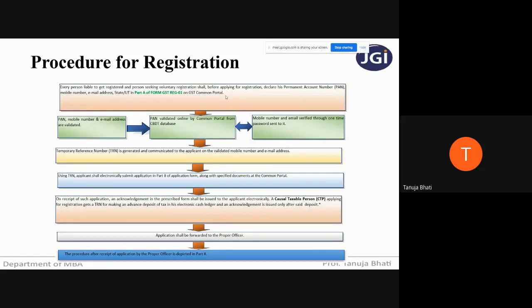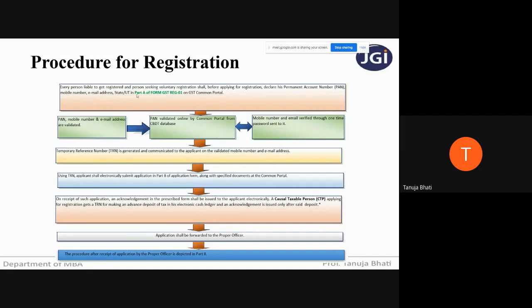The GST Common Portal, which I showed you all in my lectures, www.gst.gov.in. This is a common portal where you can register yourself, make payments, file returns. So it is a common portal for all the GST related activities. So first and foremost, fill part A, and the form number is GST registration 01, where you're going to declare your PAN number, mobile number, email address, and your state from where you're providing your taxable supply or where your business is situated.